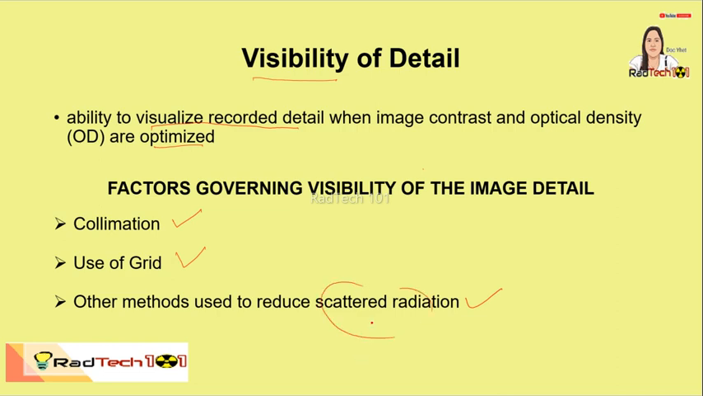To minimize scatter radiation, what do we need to do? We need to observe tight collimation or small field size.